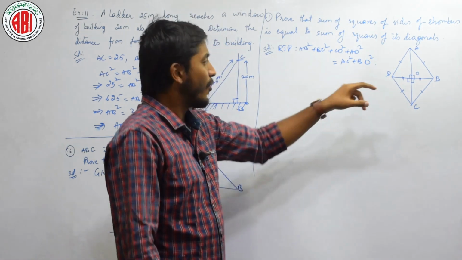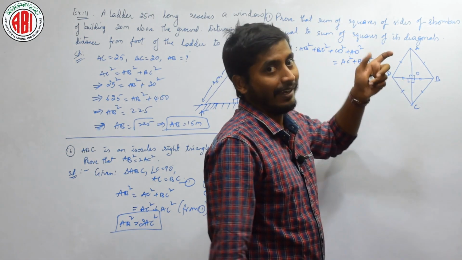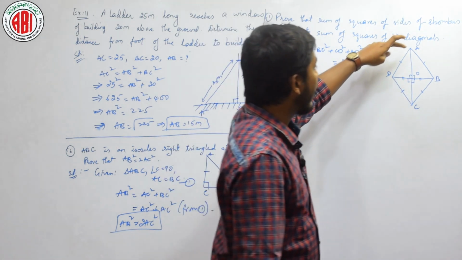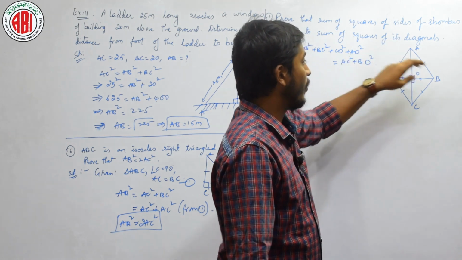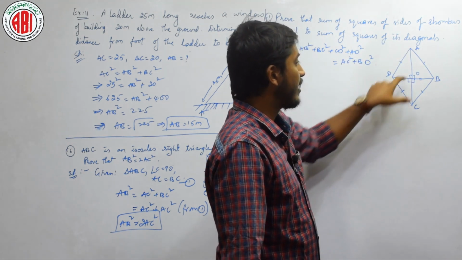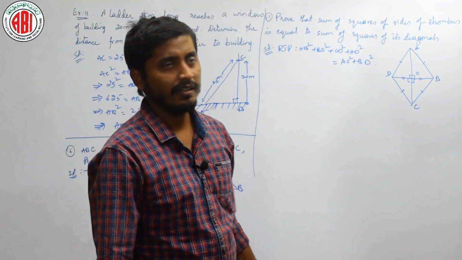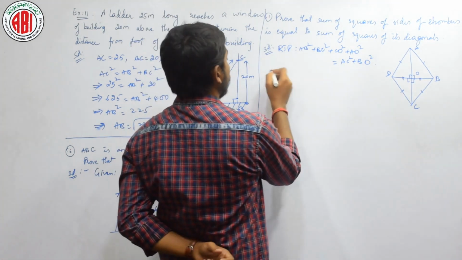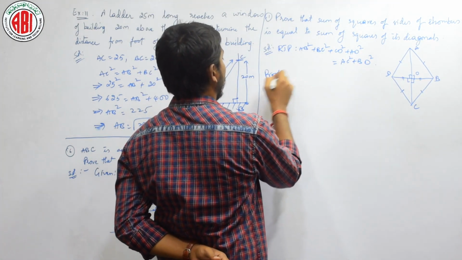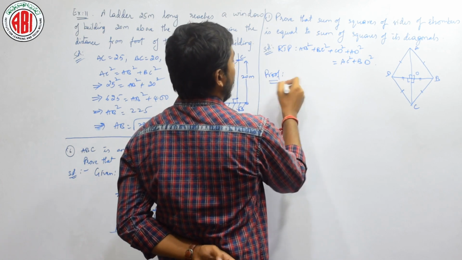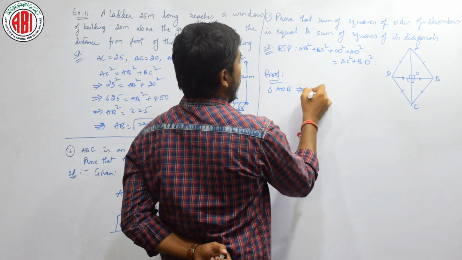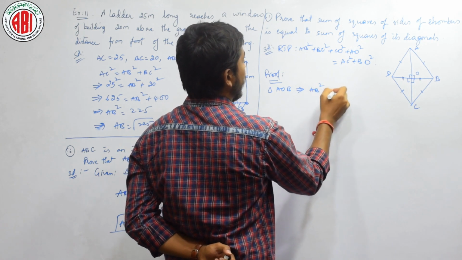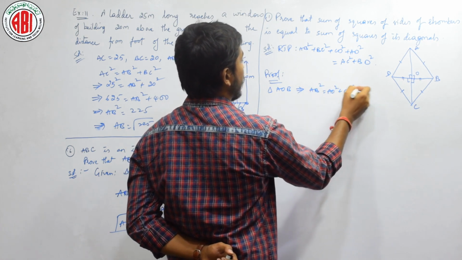Okay, how to do? How many triangles do we have? How many right angle triangles do we have? These are ABD, AOD, AOB, and here COD and COB, isn't it? Now let us write. Let us prove it. From triangle AOB, AB square is equal to AO square plus OB square.